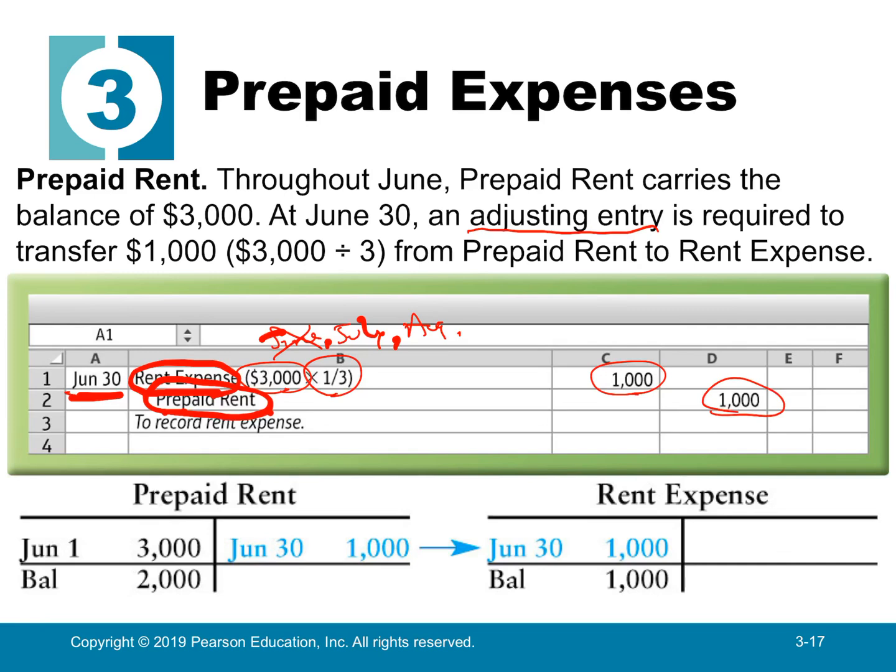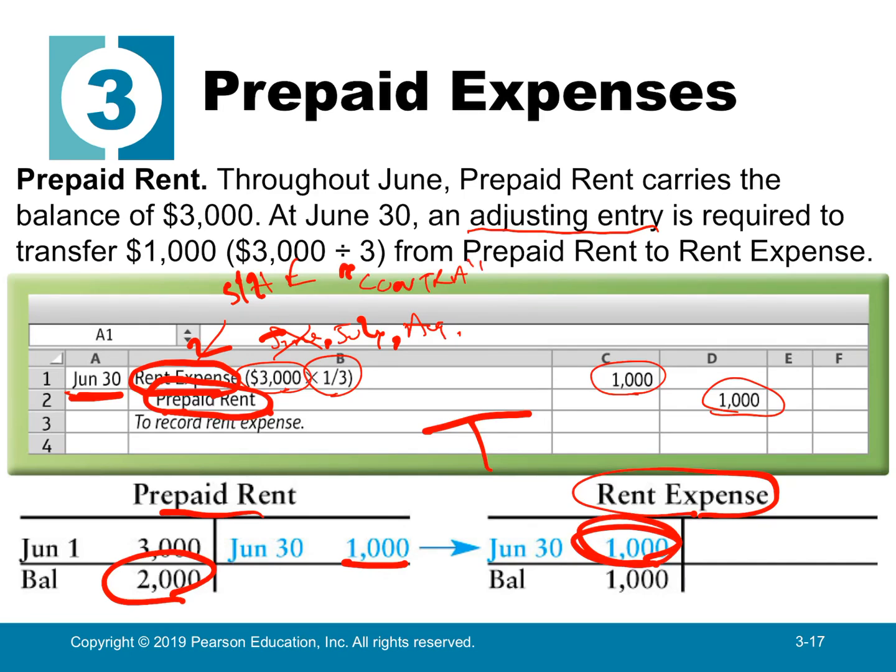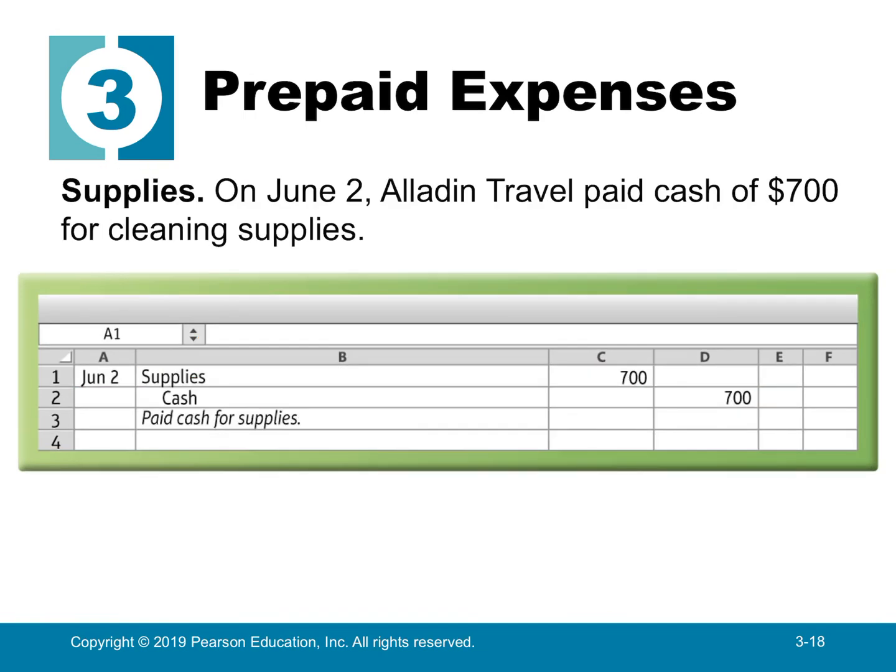So if we go down to our ledger account, you'll see prepaid rent, we credited for $1,000. We're left with $2,000 in this account. And this rent expense, we increased by $1,000. Remember, an expense account is stockholders' equity, but it's a contra account. So we increase it by debiting it, right? So rent expense is now $1,000 higher. And this will repeat for July and August.